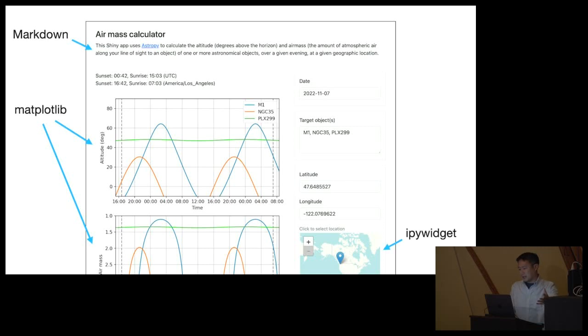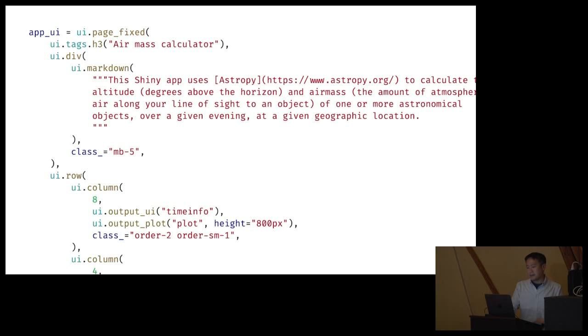This one uses matplotlib again. It has an embedded IPy widget that has an interactive map that you can use to show your location. And what this application does is it uses Astropy to tell you, if you're an astronomer and you want to look at some object in the night sky, you tell it what objects you're interested in looking at, where you are on Earth, and what the date is, and it'll tell you these are the best times based on your location and time. And the way this UI code looks, you have all these different capabilities coming into play.